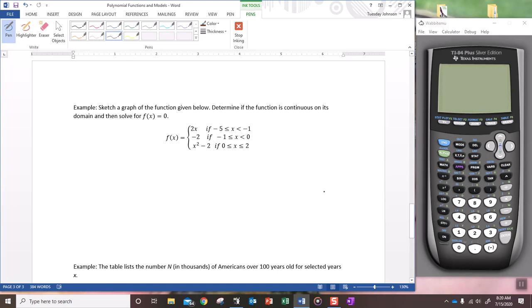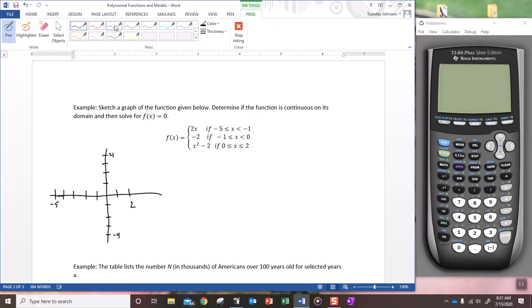Now, if I want to sketch this graph, I'm going to assume it's continuous. I want to determine if it's continuous. So let's put my graph over here. It's going to be quick and dirty, rough and ready. Oh, I did a bad thing. There we go. There's -5. I only need to go up to 2. I have no idea how high or how low I need to go because I have not evaluated my function yet. So let's just give this a shot and see what happens.